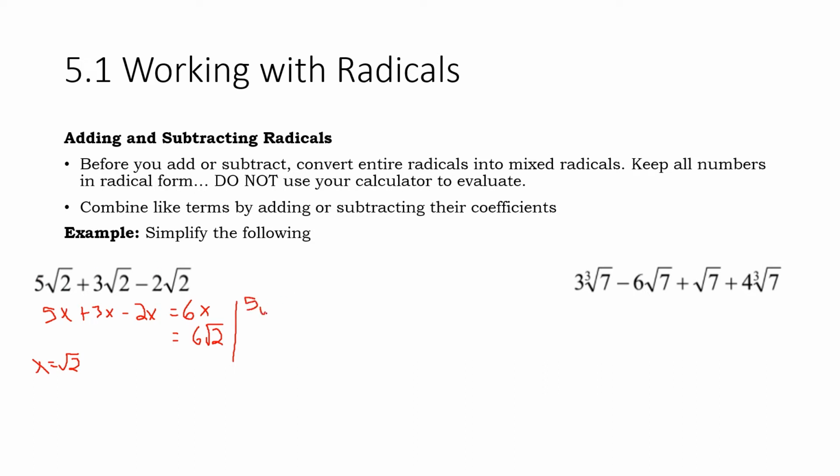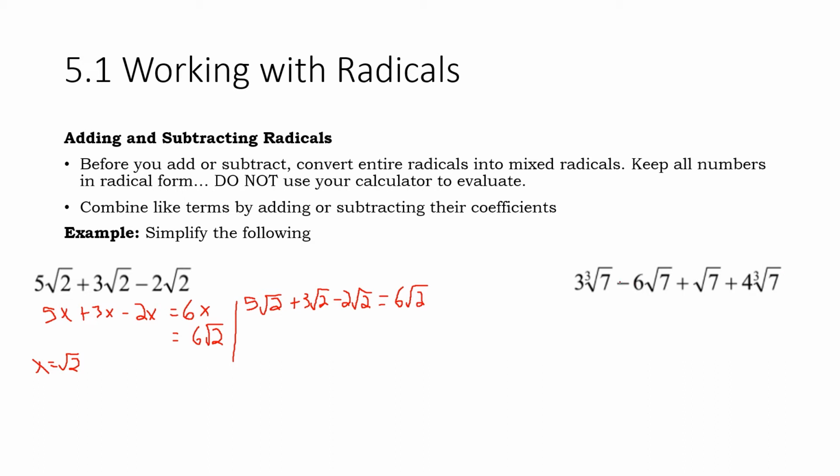So if I had 5 root 2 plus 3 root 2 minus 2 root 2, think of it like this. I have 5 root 2's and 3 root 2's. If I were to combine those, I would have 8 root 2's. And then take away 2 of those root 2's, and now I'm at 6 root 2's. So when you're adding and subtracting, values with the same radical can be combined through addition and subtraction. If they have a different radical, they can't be combined.